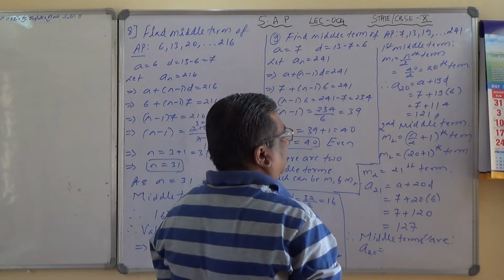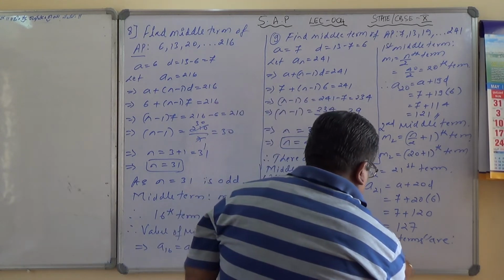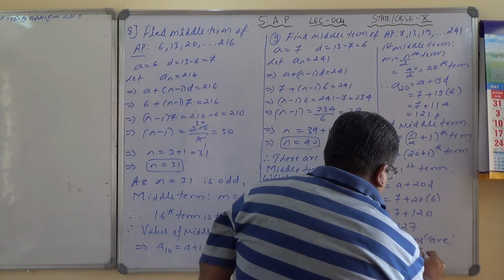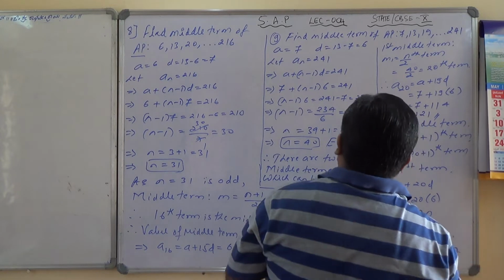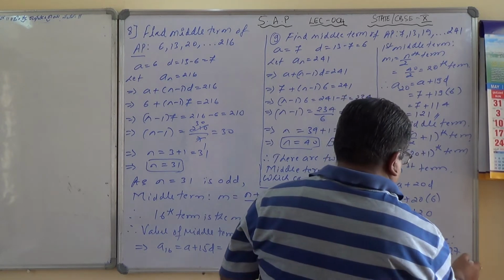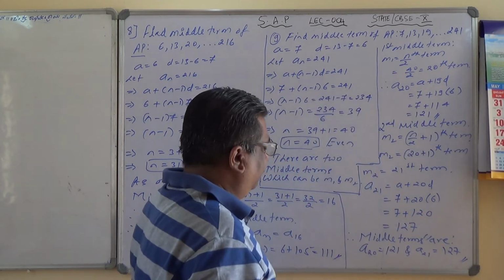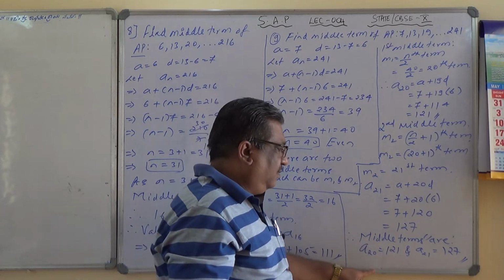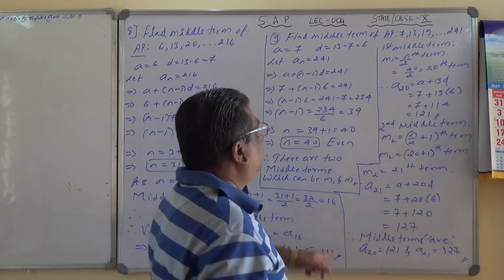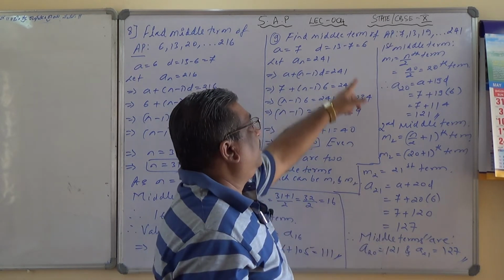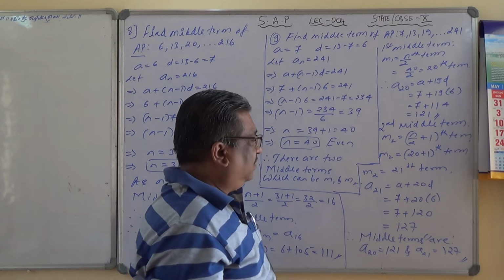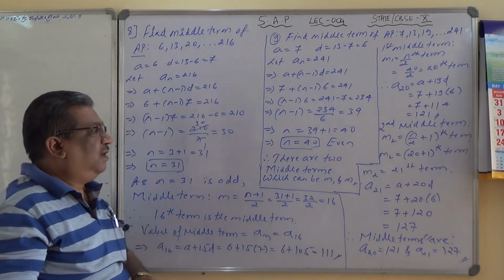Therefore the middle terms are A20 equals 121 and A21 equals 127, correct. And you can check also, these two are consecutive terms. What should be the common difference? 127 minus 121 is 6. Therefore you are getting 6 here. It is correct. So note it down. I'll go to the next problem.